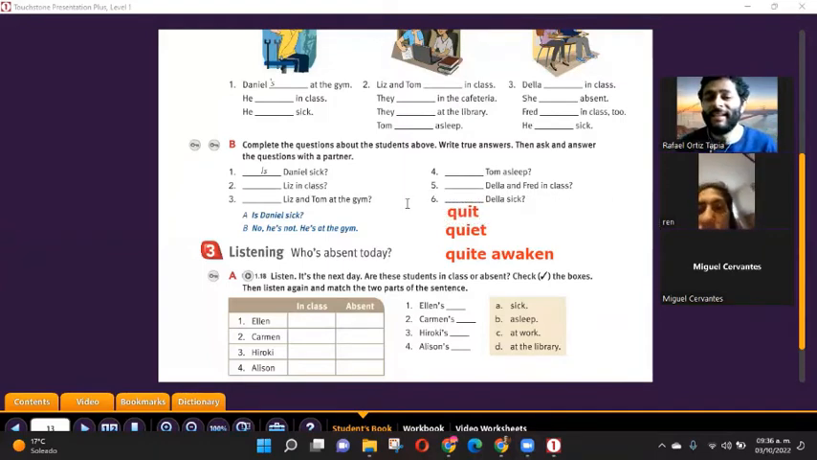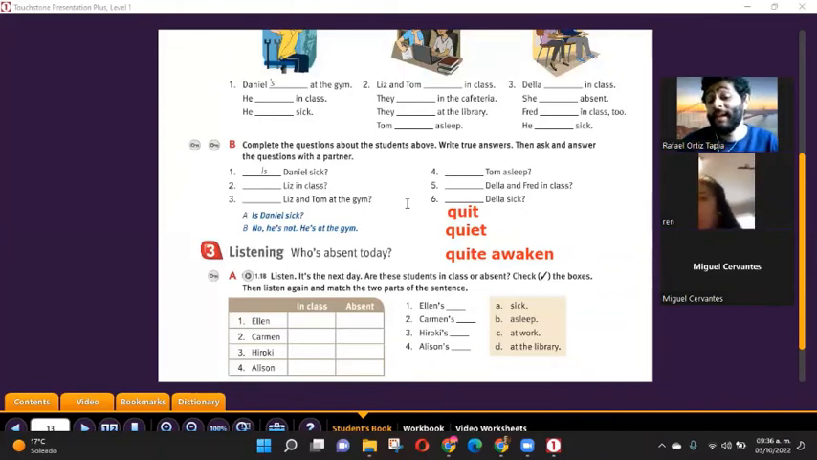Quit es renunciar, a un trabajo o a una actividad que estés realizando. That's quit. I will quit my job, or I won't quit my job. So it's quit, quiet, and quiet. Exactly. Perfect. I like that word, quite.